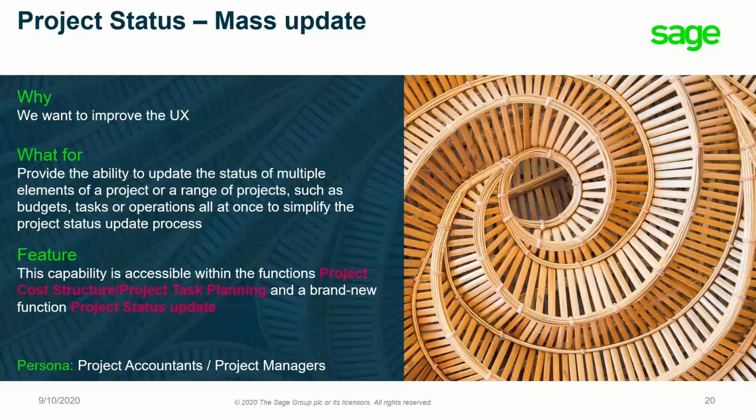So what does it mean? If you have only 1 or 2 projects to manage for the whole year, updating the statuses is still okay because you can update them one by one. But if you have more than, let's say, 10 or 20 projects to manage, and you have to update a lot of statuses because some projects are very complicated, this new capability allows you to do the mass update.